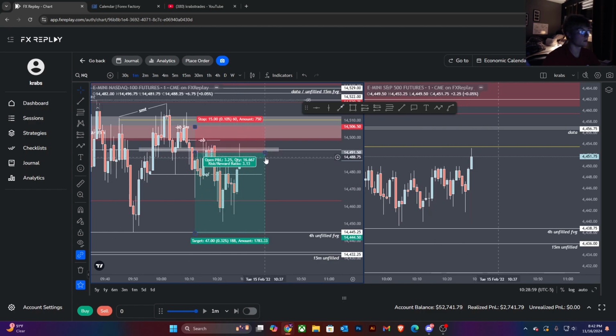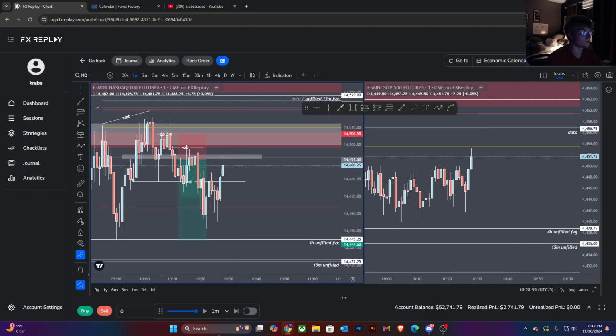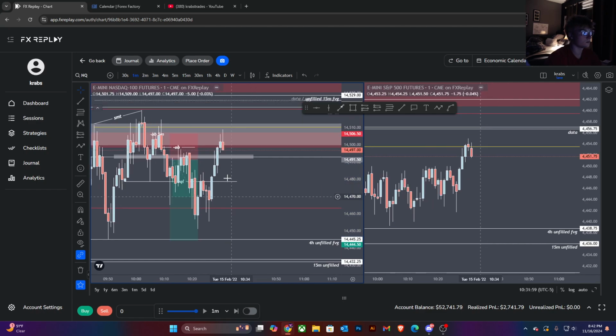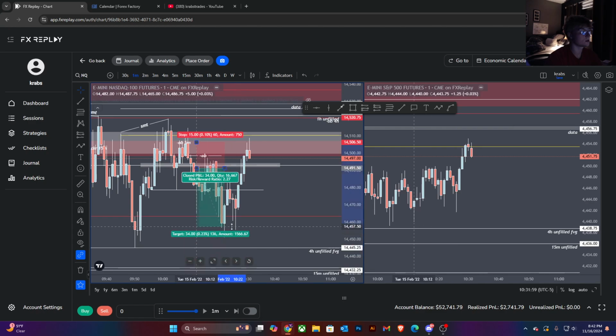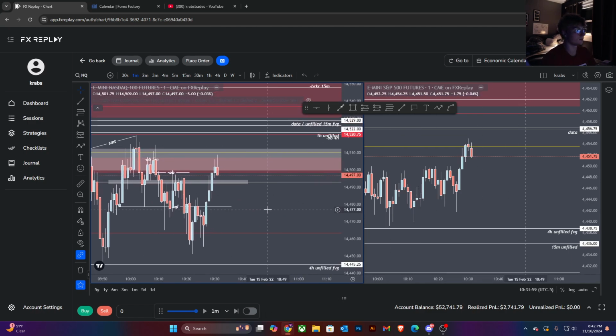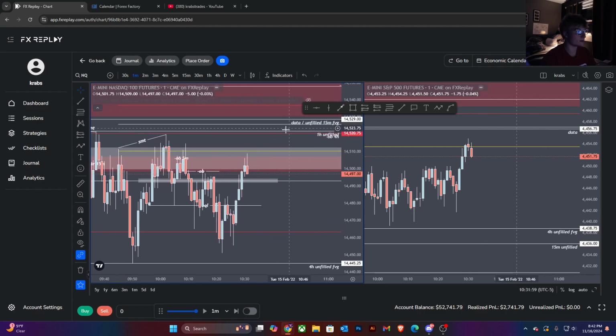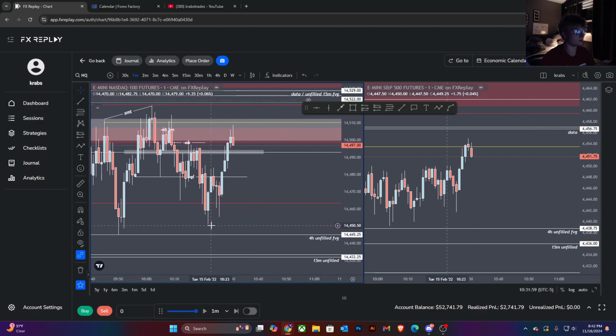But yeah, break even. So a good break even. Still gave about 2.6 R, but the limit was not hit before equal lows were taken, so it made the trade not valid. We do have this hourly unfilled gap above. See, we have an SMT here.